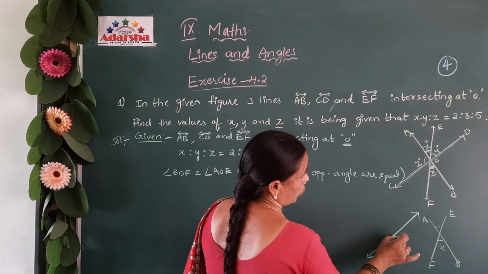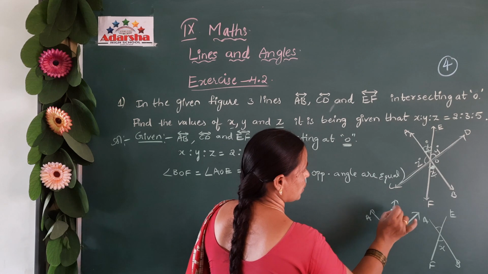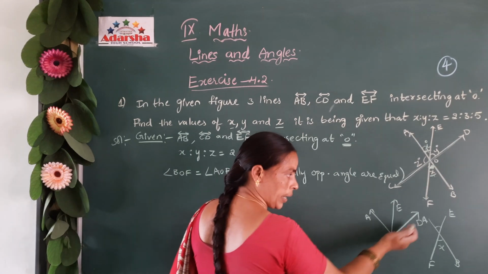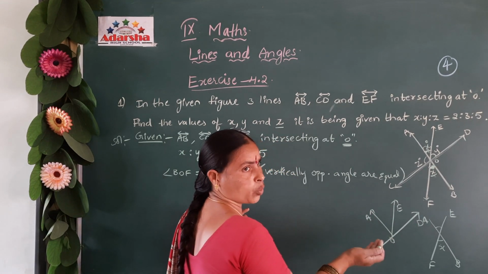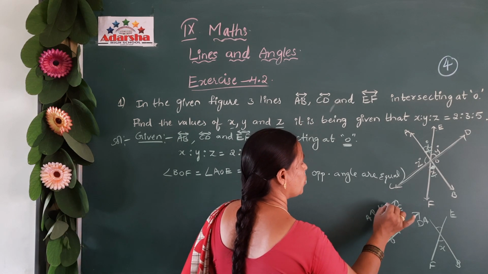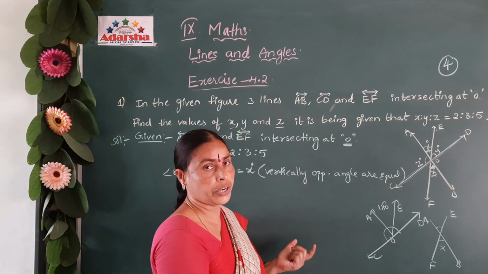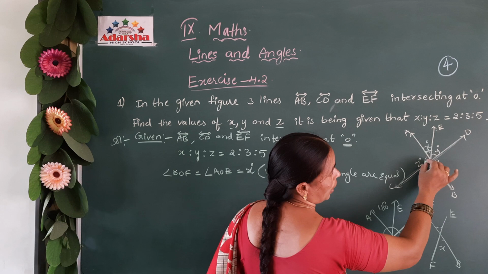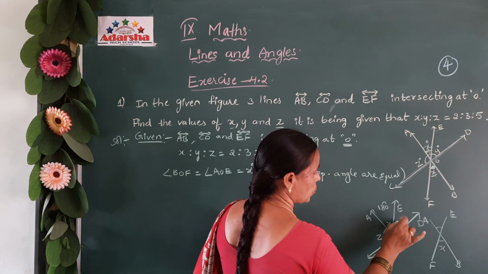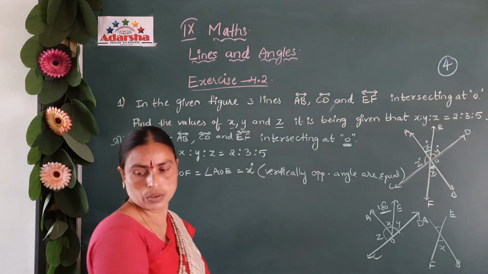Here OA is a ray and OE is another ray. This is the line CD. On a line, if more than two rays stand, all the angles formed add up to 180 degrees. Why? Because it is a line. Line means straight line, and a straight angle is equal to 180 degrees. So here how many angles are formed? Three angles: z degrees, x degrees, y degrees. So the sum of these three angles is equal to 180 degrees.